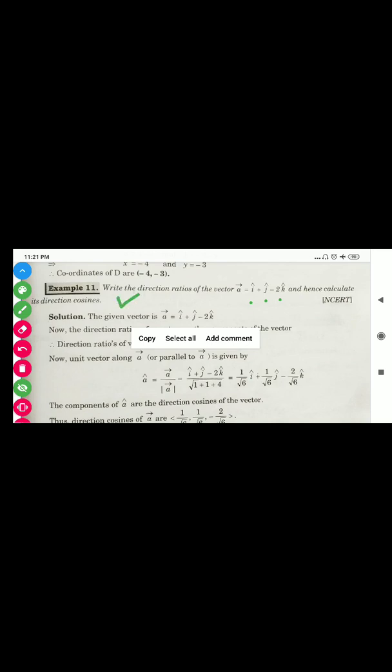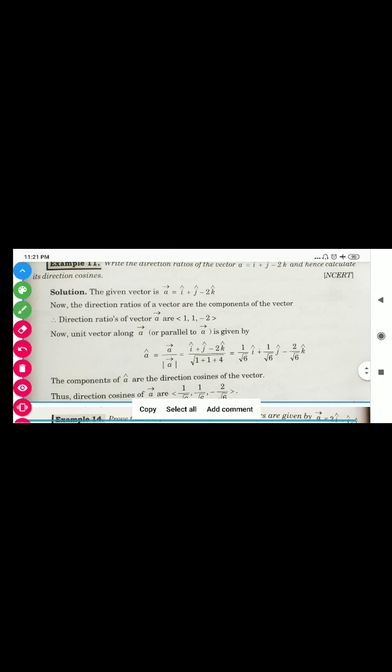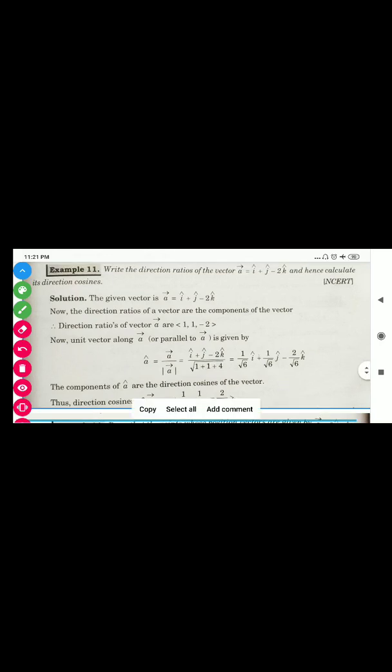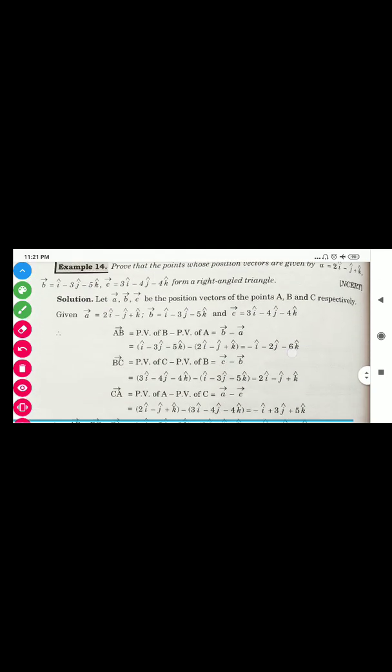We will write 1 over the square root of the sum of squares of the components of i, j, k. In this way we get 1 over square root of 6. This is a very easy question. In the same way we calculate the components of j and k as well. So here we have the last question. This is a similar question, students, you can do it yourself.